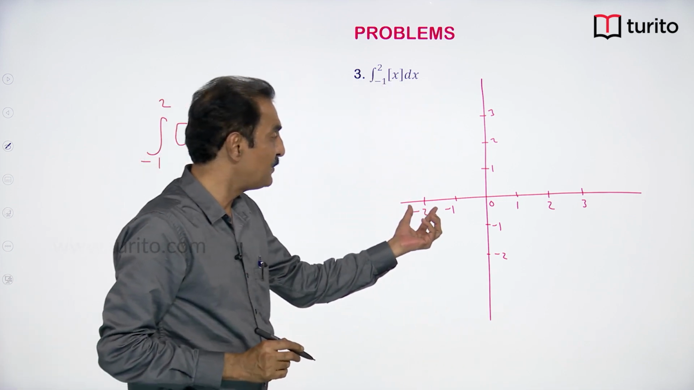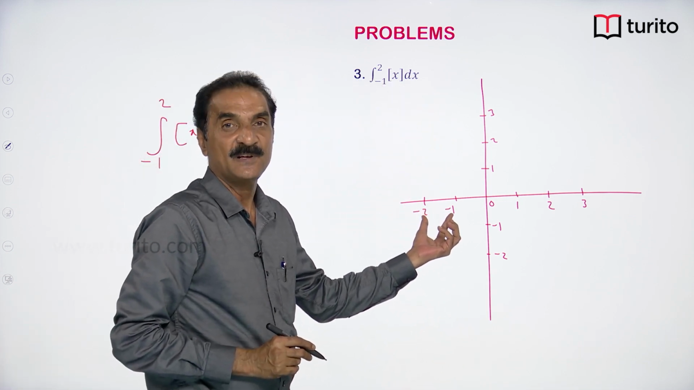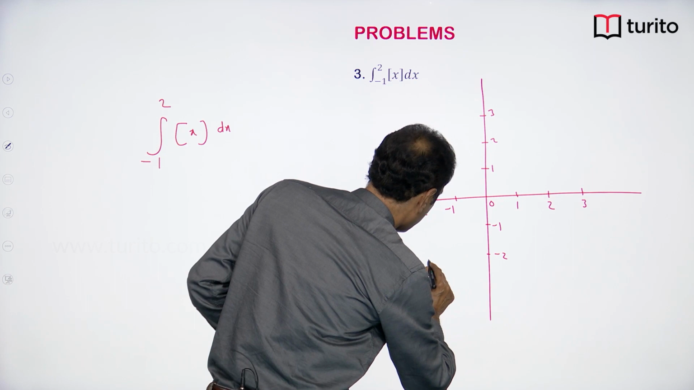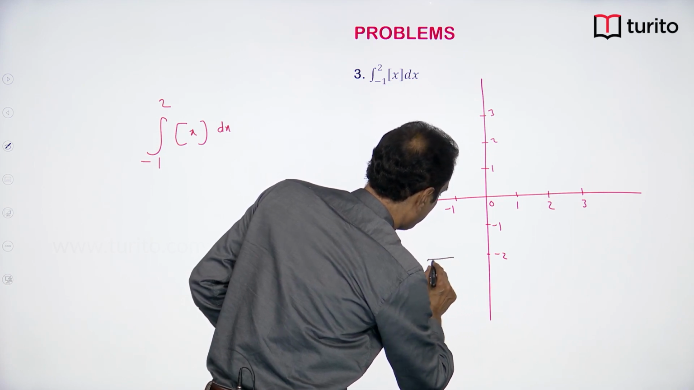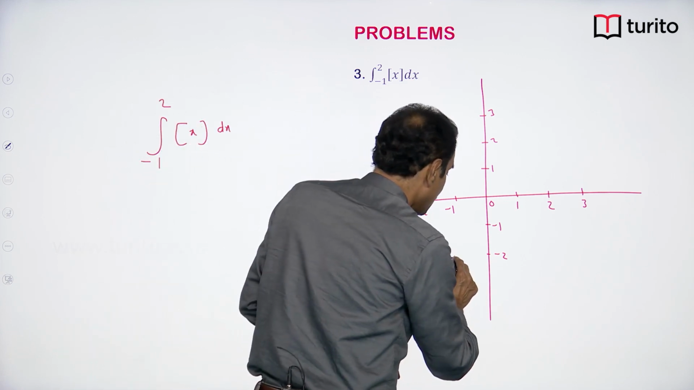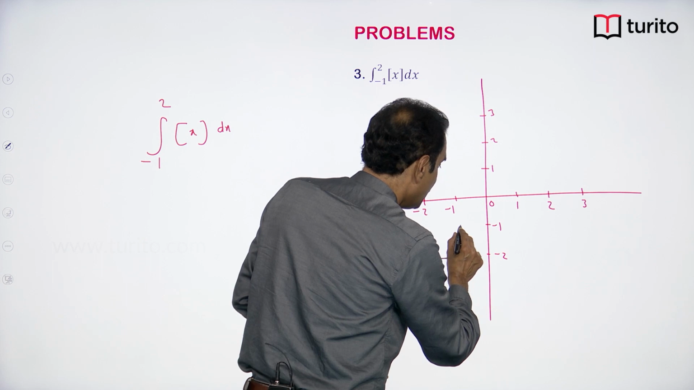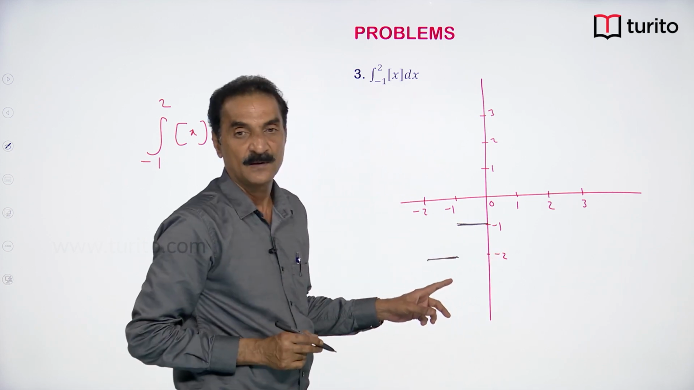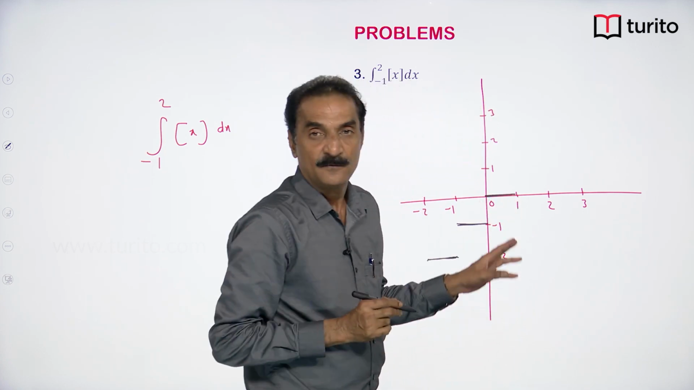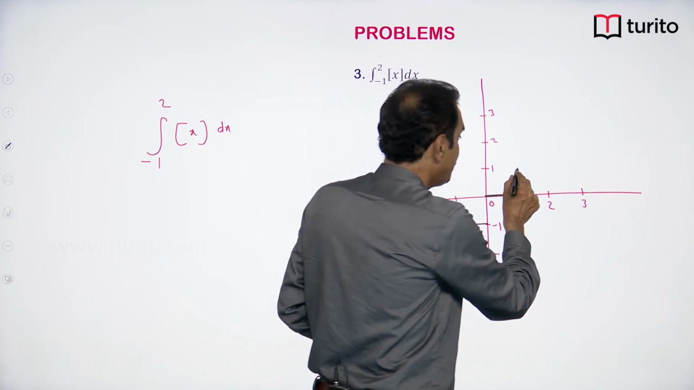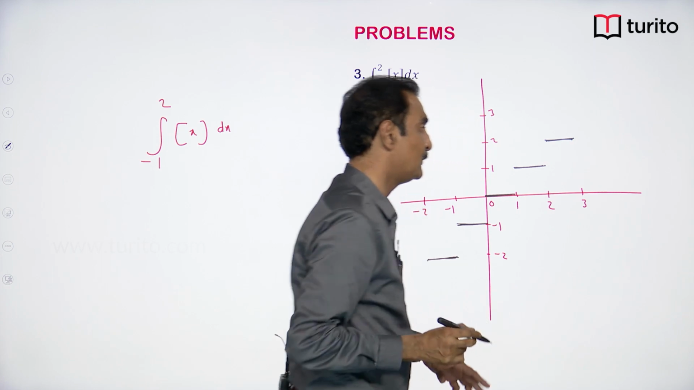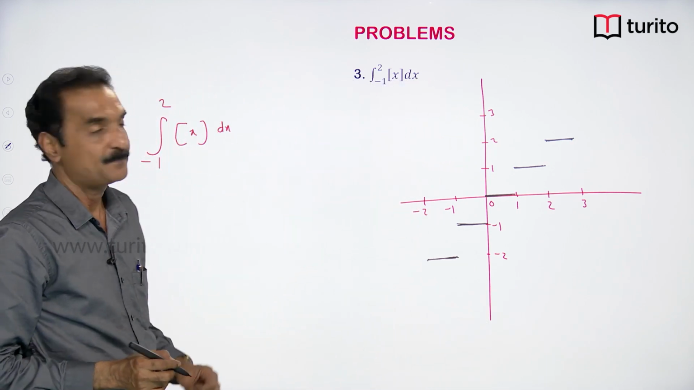when x lies between minus 2 and minus 1, the integral part of x will be minus 2. Its graph will be like this, a line segment parallel to the x axis. When x lies between minus 1 and 0, the integral part of x will be minus 1. When x lies between 0 and 1, the integral part of x is 0. When x lies between 1 and 2, the integral part of x is 1. When x lies between 2 and 3, the integral part of x is 2. This is the graph of the integral part of x.